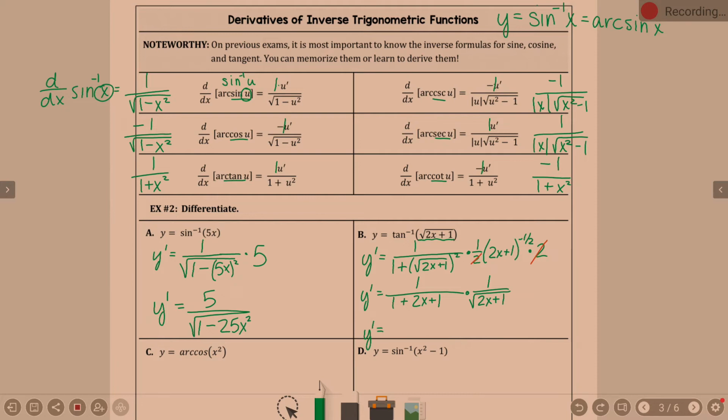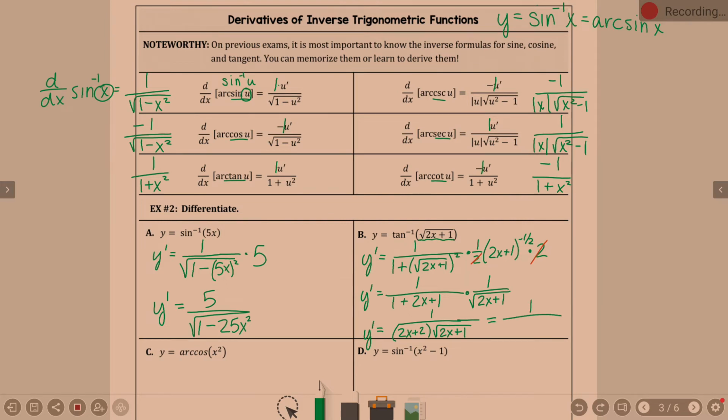Clean it up. First of all, this can all become one fraction, right? On top, 1 times 1 is 1. In the denominator, 1 plus 2x plus 1 is 2 plus 2x, or 2x plus 2. Put that in parentheses, please. Because that whole 2x plus 2 is getting multiplied by what? Square root of 2x plus 1. This would be a final answer. Or an equivalent final answer would be to factor out GCF of 2 there. Right? You don't like that?